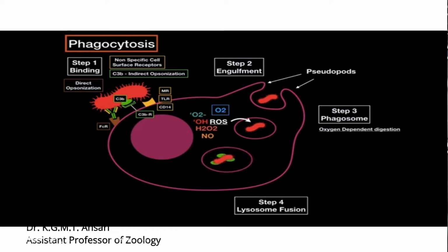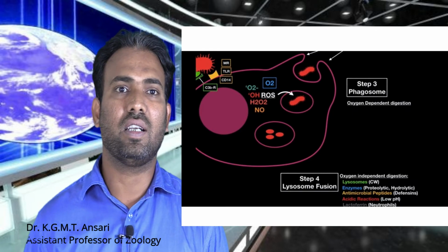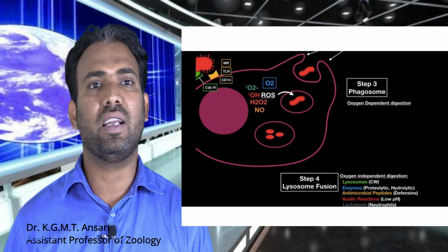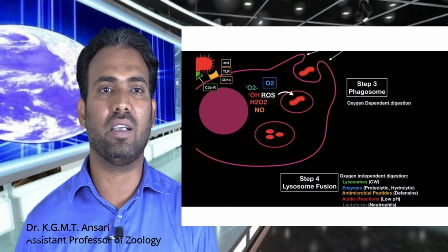Then the first step is over and the second step starts: the process of engulfment. We all know how pseudopods work in the amoeba, a protozoan. In the same way, step 2, engulfment, works. First the prey, the foreign body, is caught using the pseudopods and then covered immediately. It makes a cell wall around the foreign material.